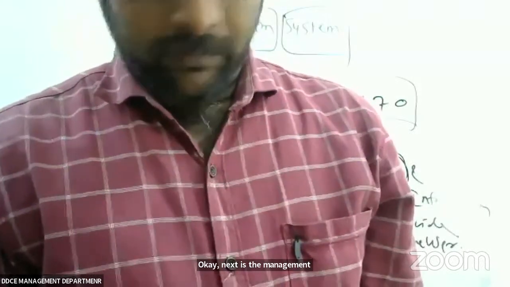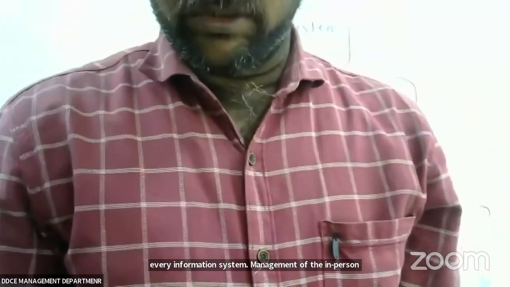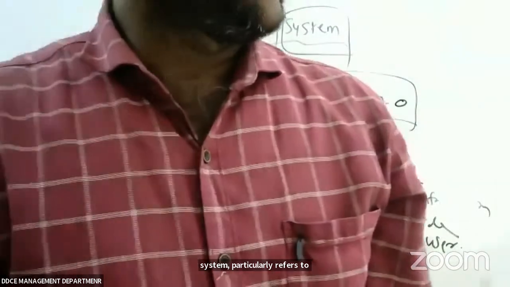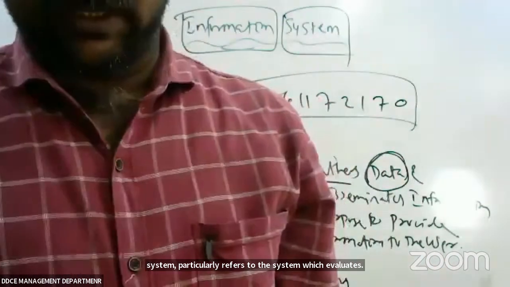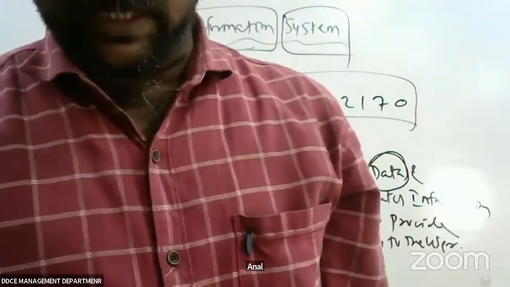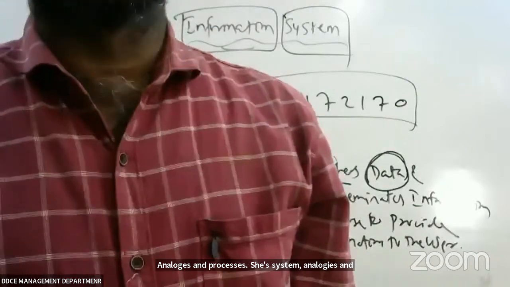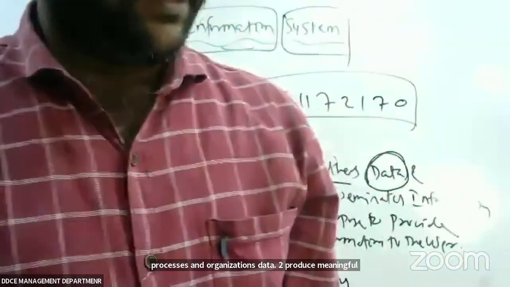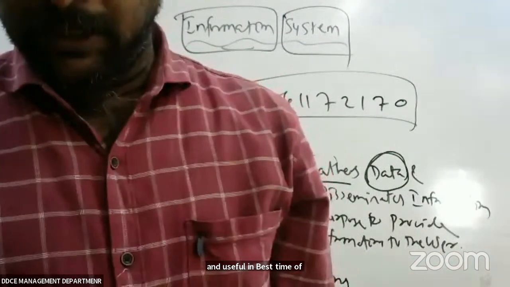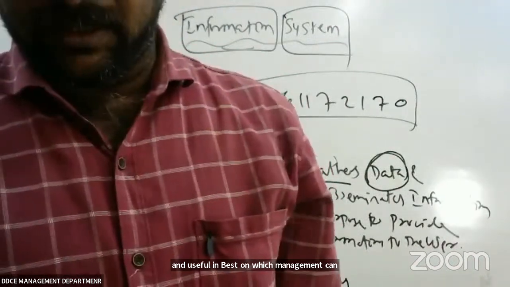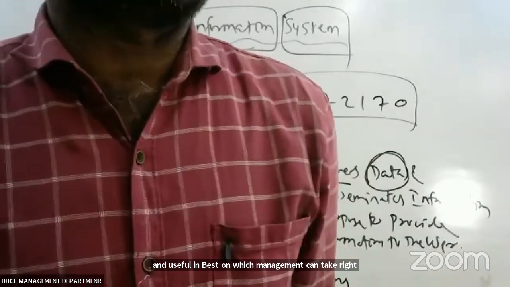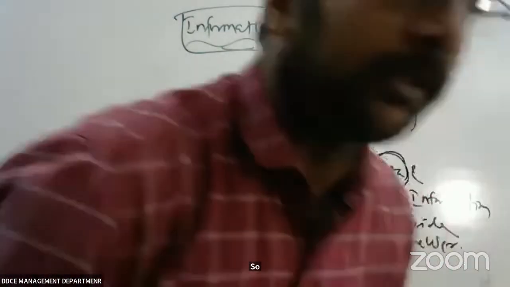Okay. Next is the management of information system. Management of the information system particularly refers to the system which evaluates, analyzes, and processes an organization's data to produce meaningful and useful information, based on which management can take right decisions to ensure future growth of the organization. So now we focus towards the management information system.